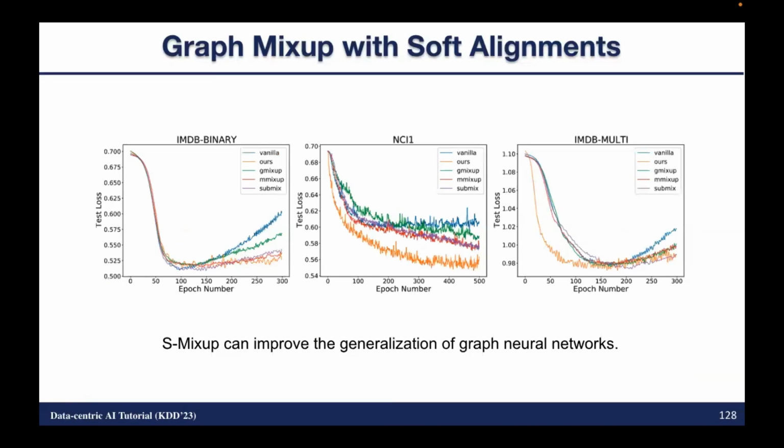So from the experiments, we find that the S mix-up can improve the generalization of graph neural networks. Here we can find that, especially in these two IMDb data sets, when the training epoch reaches 100, the other baseline methods overfit, and the loss will increase from 100 epochs. But the orange curve, which is our method, can still converge.